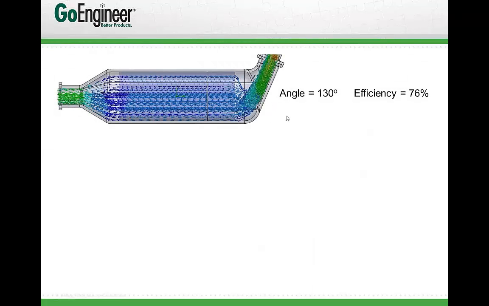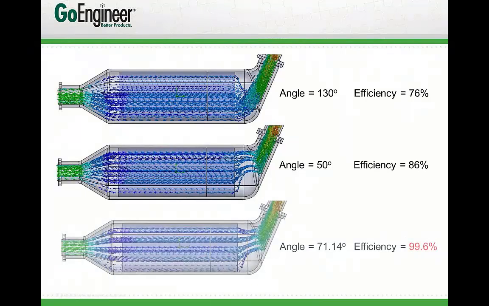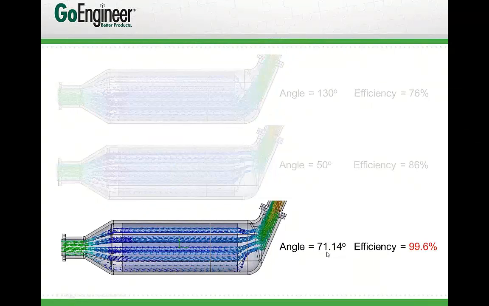Okay, so we saw that at 130 degrees, the efficiency was about 76%, so not so good. And then at the very opposite end of the spectrum, where we had it at minimum at 50, the efficiency was actually better, but it still wasn't very good, 86%. And we can see that the optimized result of 71.14, the efficiency was up to 99.6%. So this is really the telltale to everything.